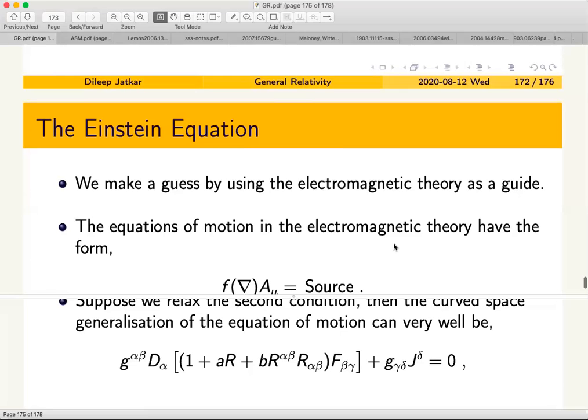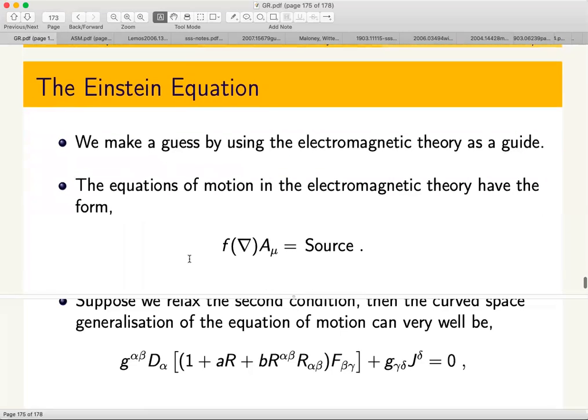Okay, so the equation of motion for electromagnetic theory is something like this. Some operator constructed out of the partial derivatives acting on the gauge field is equal to some source. We in fact know what this is. In a specific choice of gauge, this is just the Laplacian acting on the gauge field, which is related to the current. That kind of equation one has.